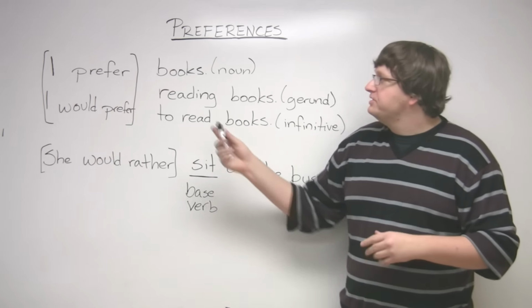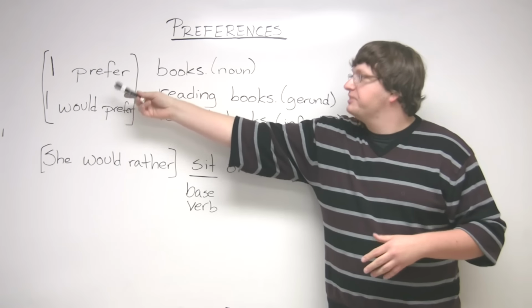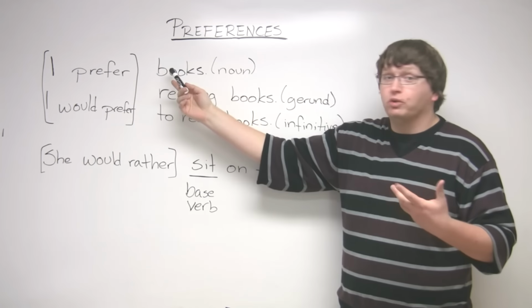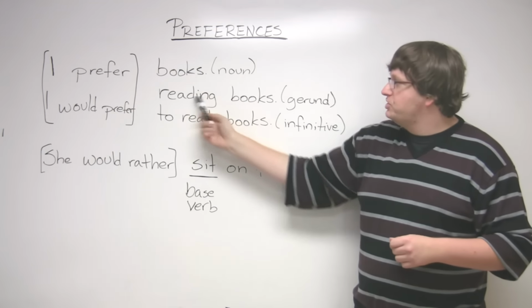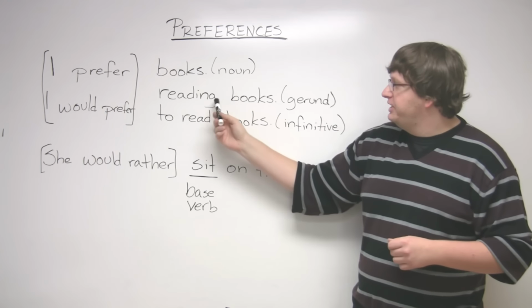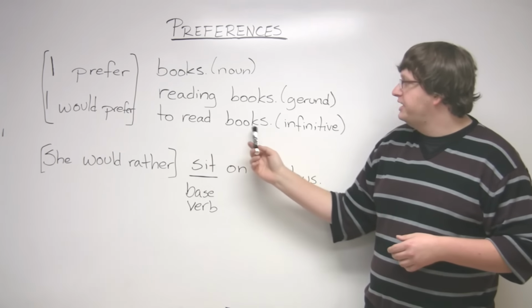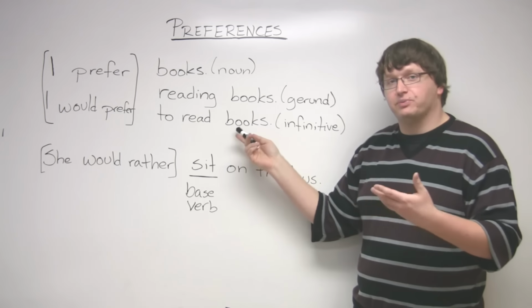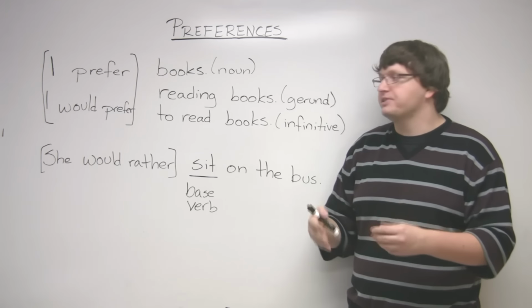Okay, so you can say this in three different ways. One, you can follow subject, prefer, with a noun. You can also say, I prefer a book. You can say, I prefer reading books. So this is a gerund. You can say, I prefer reading a book as well. Or you can say, I prefer to read books, or I prefer to read a book as well. So this is a general statement, a general preference that you are stating.